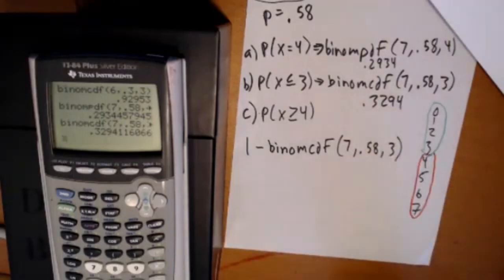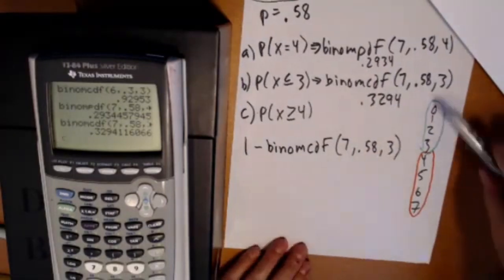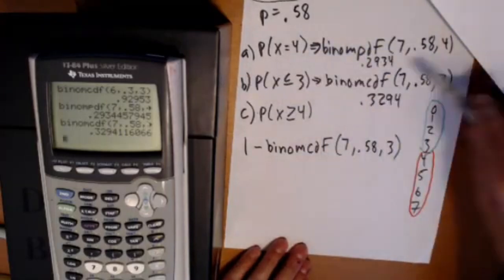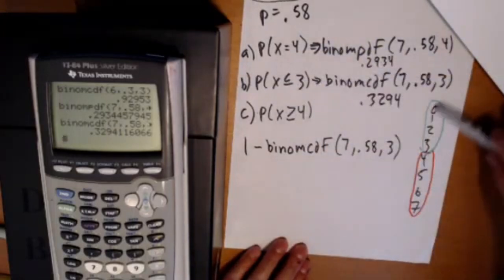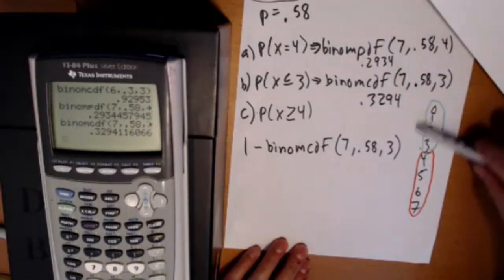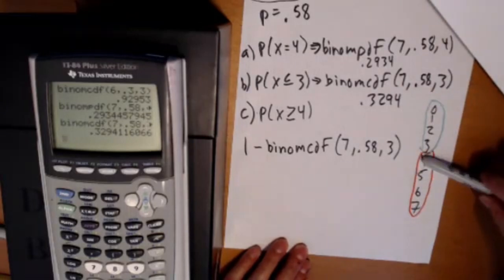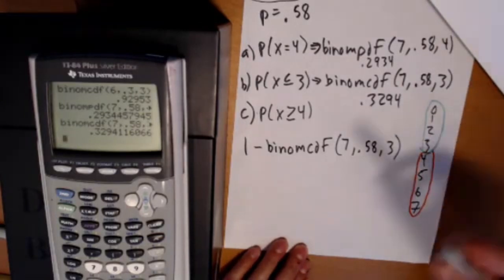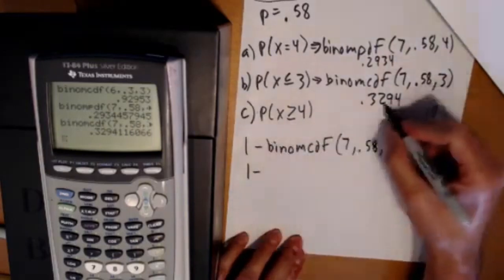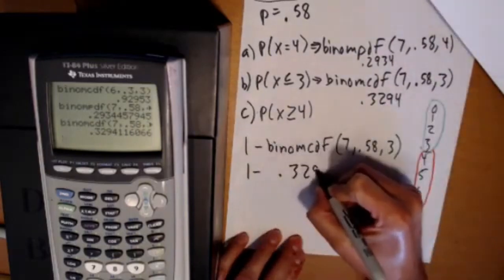We know, actually in part B, we kind of figured out what 3 or less is. 3 or less is that value. But if I want this, then couldn't they just do 1 minus that answer? Couldn't they just do 1 minus, because we already figured this out, 0.3294?